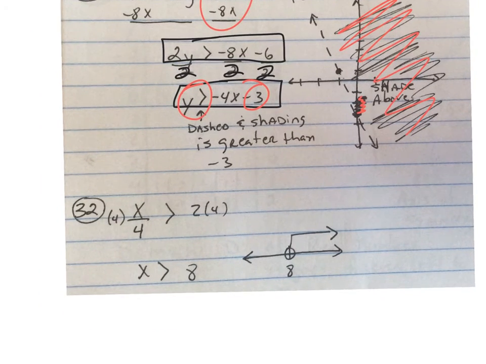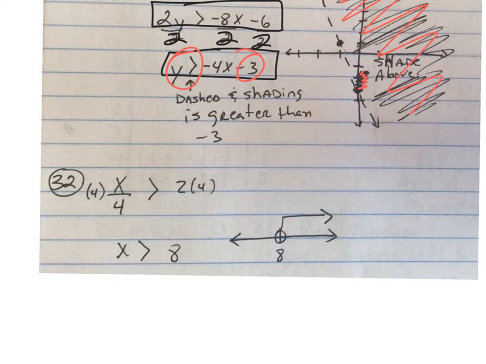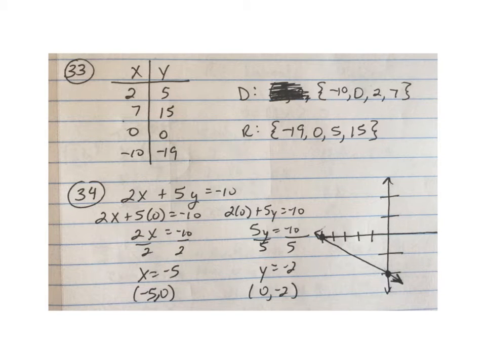All right? Number 32. Basically, you just multiply both sides by 4 to get rid of the denominator, and x is greater than 8, so you put an 8 on the number line, it's an open circle, and it's to the right.